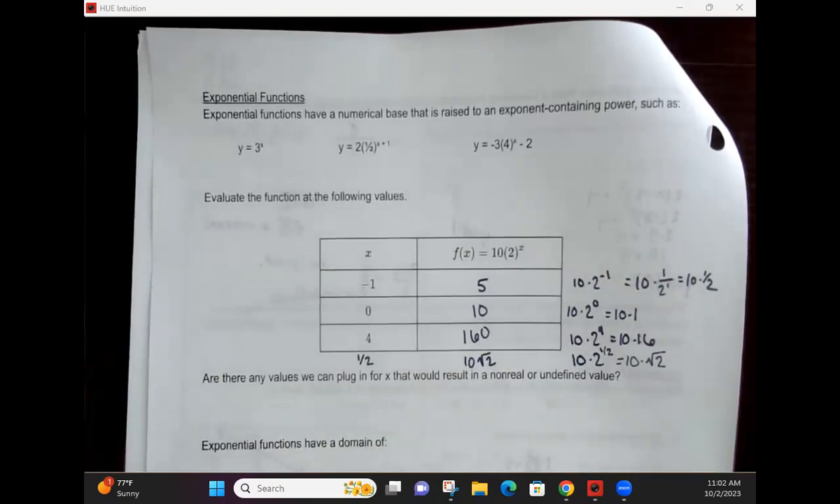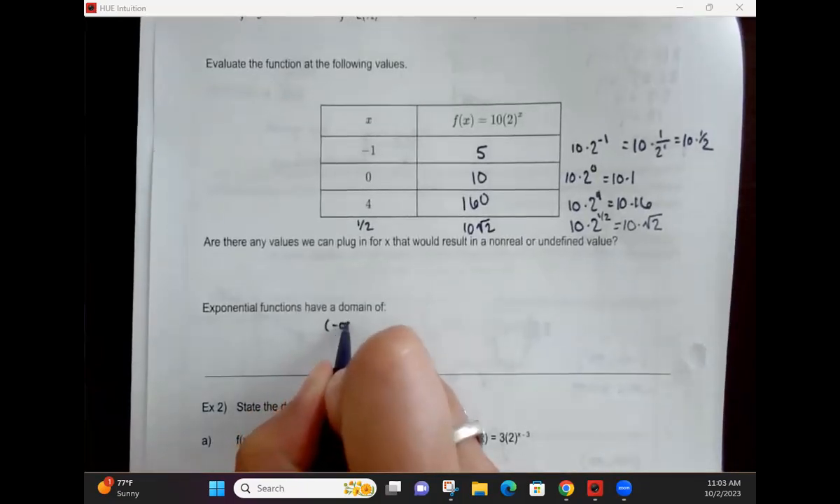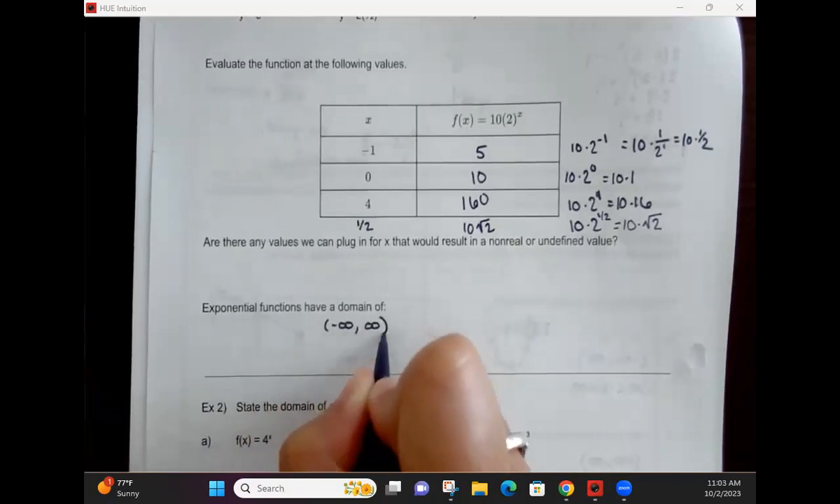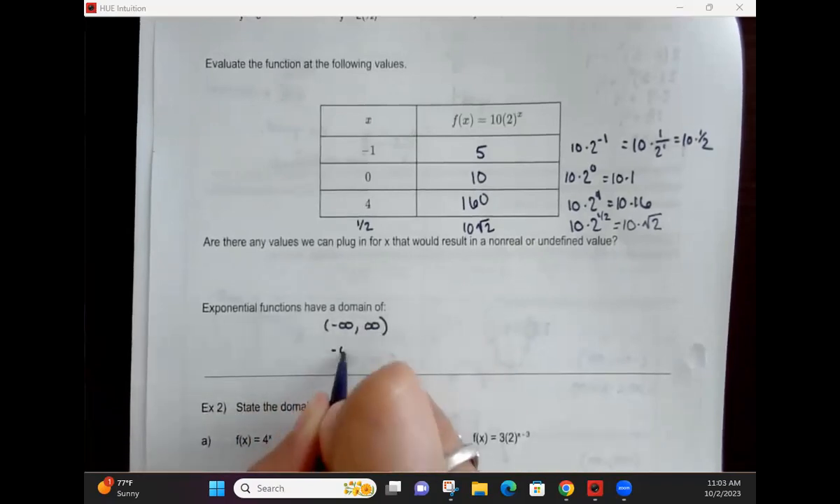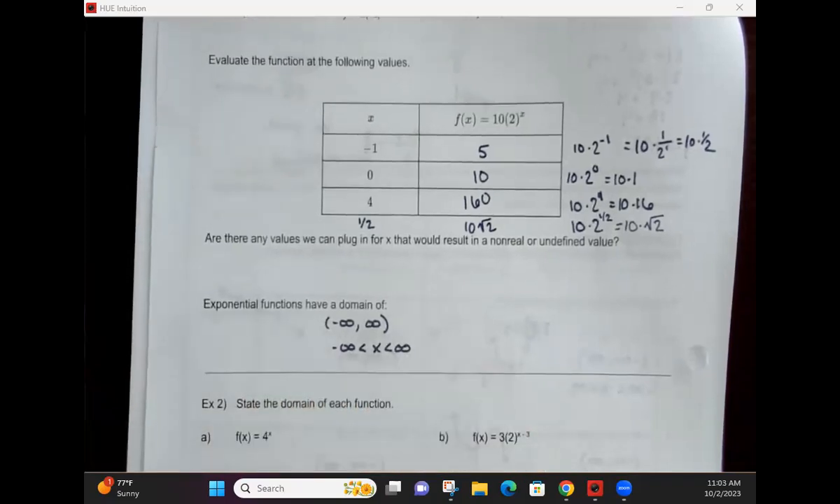That's okay. Are there any values I could plug in to my exponential function that would give me something not real or undefined? No, we can plug in anything we want. Exponential functions also have a domain of all real numbers, anything from negative infinity to positive infinity. We can use any value we want. The domain is all real numbers for exponential functions.